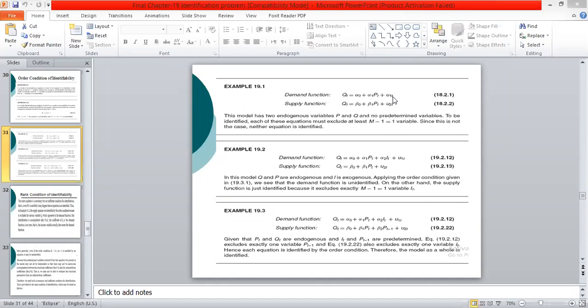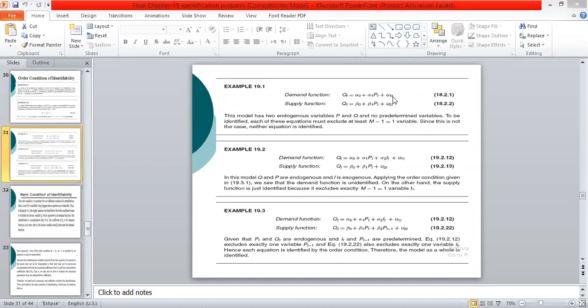So it means your condition for identification does not hold in this case. The condition is K minus k greater than or equal to m minus 1. But here 0 cannot equal 1, and 0 cannot be greater than 1. So it means this condition does not hold. So the first equation is unidentified.